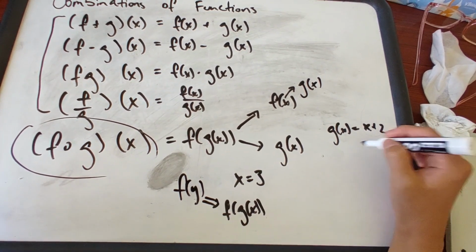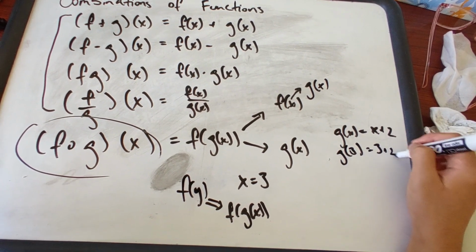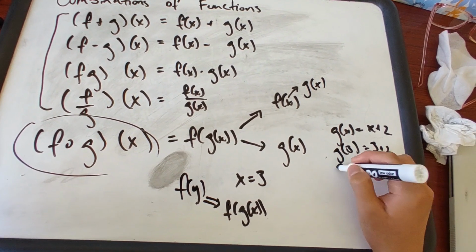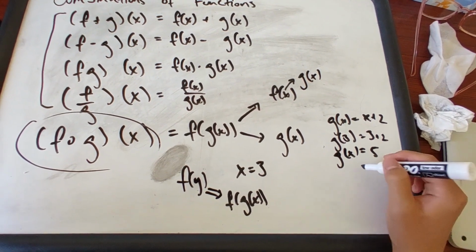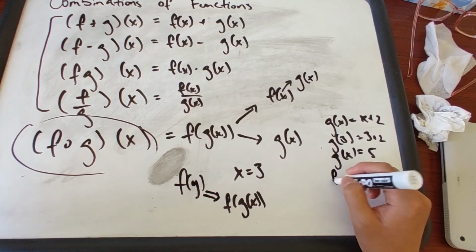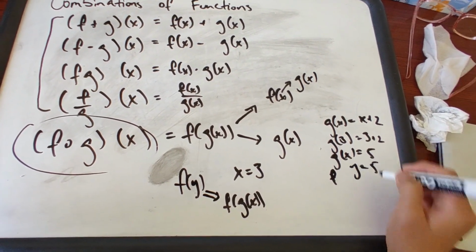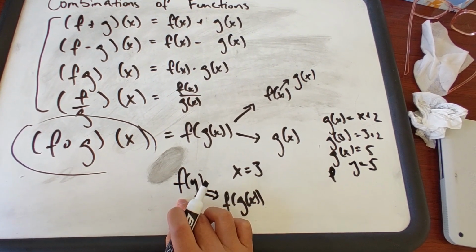So we're going to go back over here. So g of 3 would be 3 plus 2, that'll be 5. So that's what g of x is when x equals 3. So now that we know what g of x is, we know what y is as well. So y would be 5. So this way, we know we can solve for f of y.